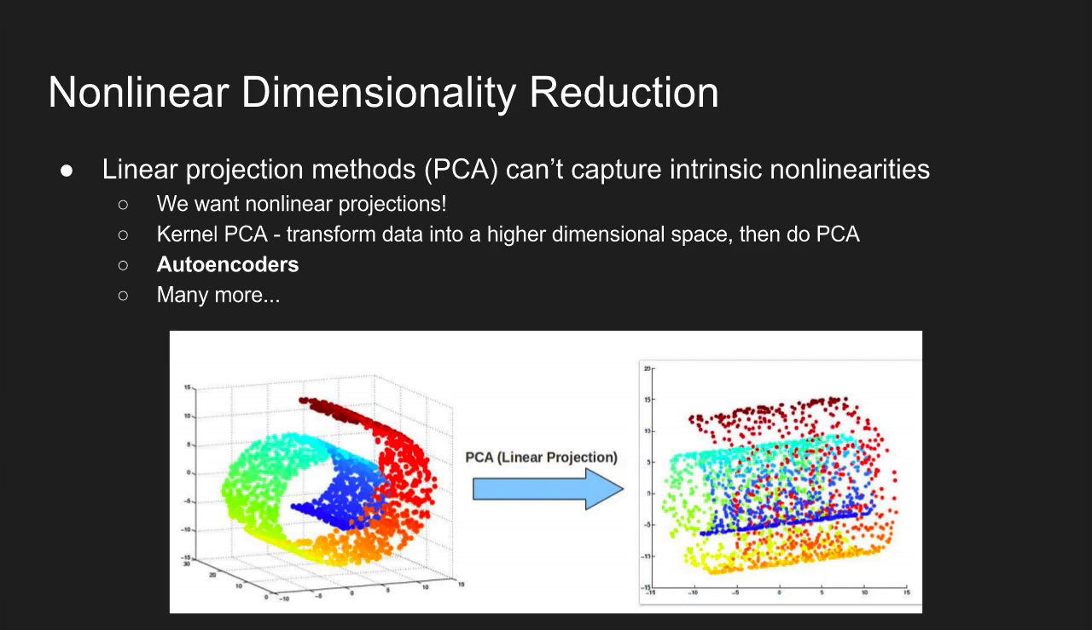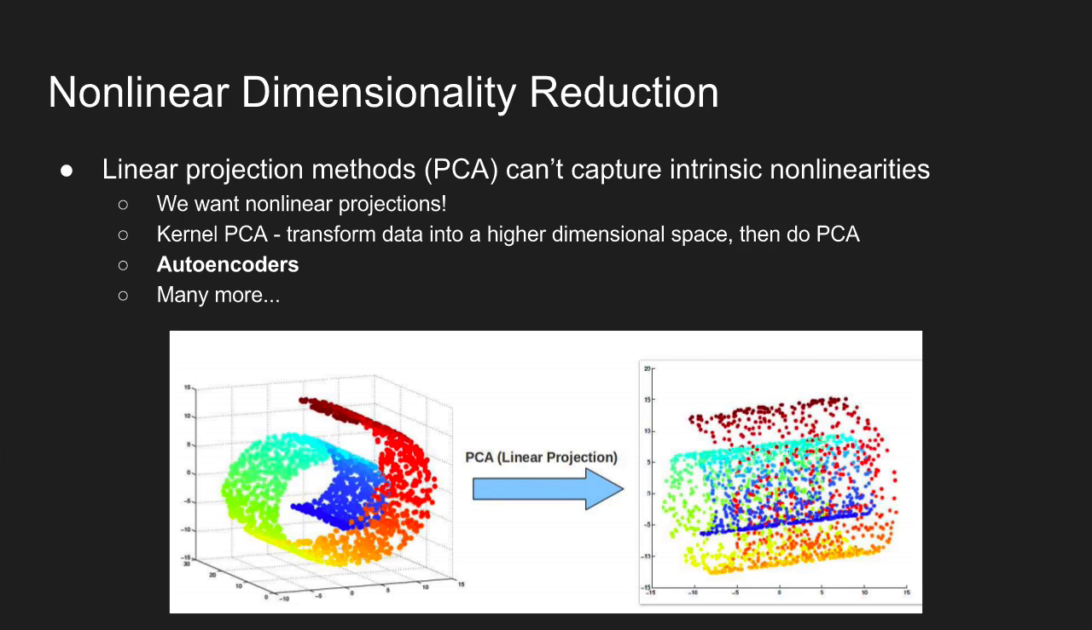We want nonlinear projections. There's a long list of nonlinear dimensionality reduction techniques, but two that I mention here are, because we just talked about PCA, another version of PCA called kernel PCA, which sounds counterintuitive, but before we reduce our dimension, we transform our data into a higher dimension, and then we perform PCA. So we have our data, we raise it up, and then we lower it. And that works well in practice.